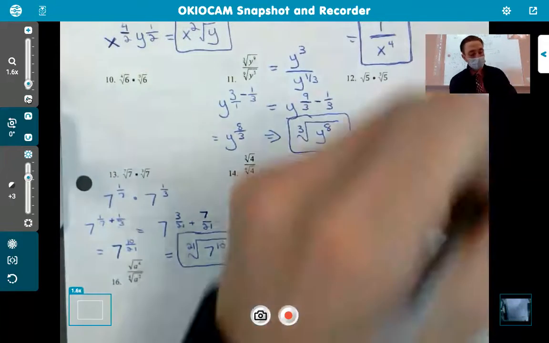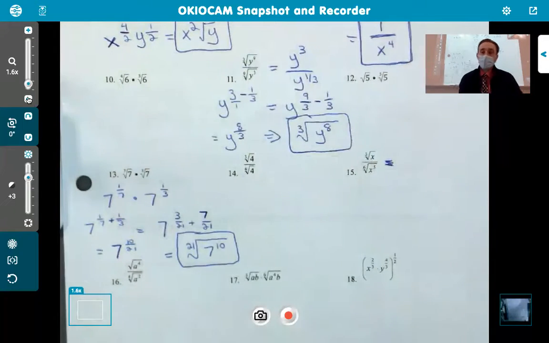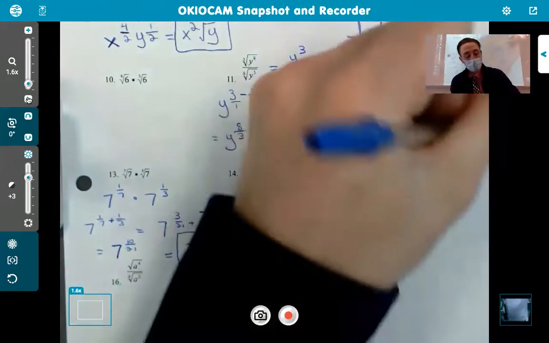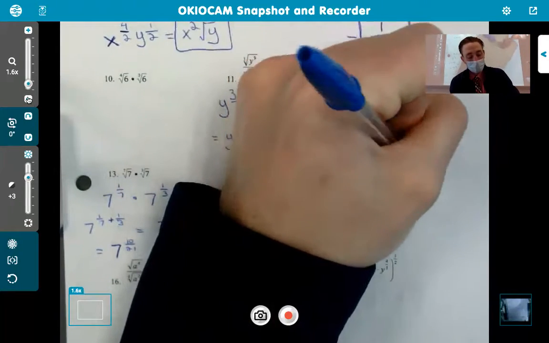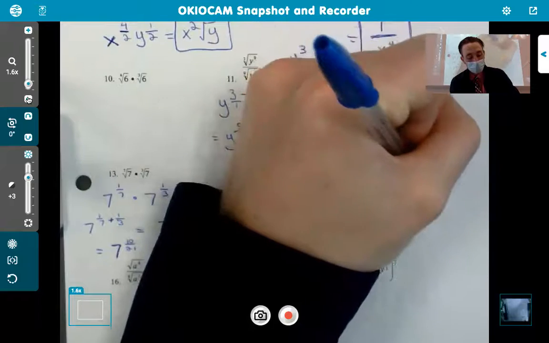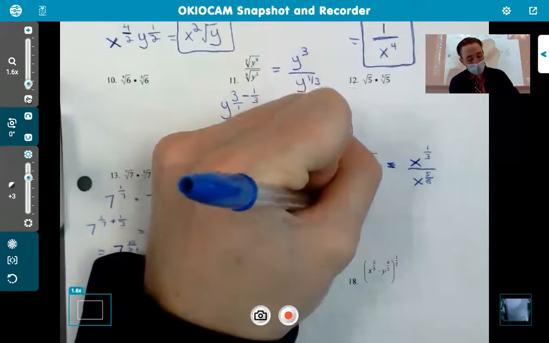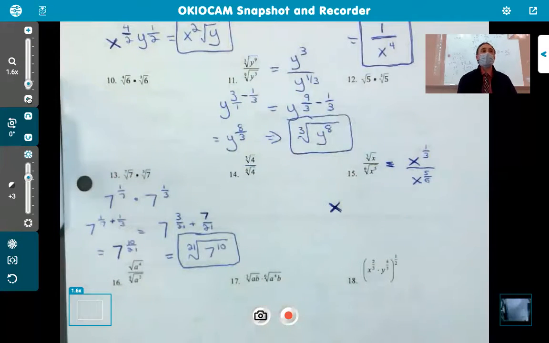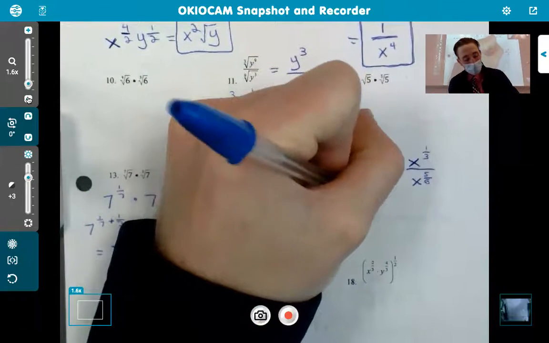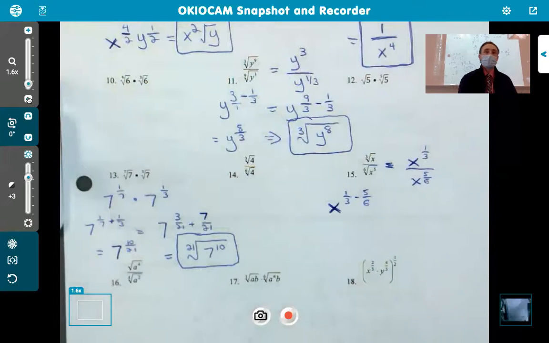Number 15. Very similar. This is x raised to what power in my numerator? My denominator, it's x raised to 5/6, or 5 over 6. When I am dividing, what do I do with my exponents? Subtraction. This is x to the 1/3 minus 5/6. Is everybody with me so far? Are there any questions?